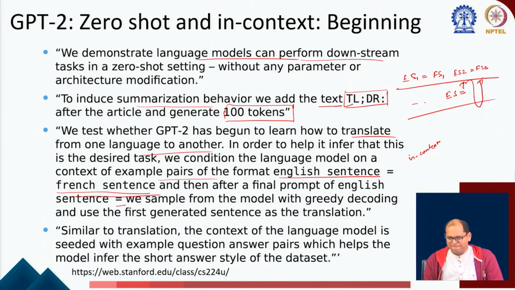And they found that with this, they just used greedy decoding and took the first generated sentence as the translation, and that was able to perform quite well, right? So this was an in-context learning thing, where you give some examples of the task in context, and you don't train the model at all. I mean, you don't fine tune the model. They also did it for question answer pairs, and if you want short answers, you give some short answer examples in your in-context examples, and given a question it was able to produce short answers. So this was just the beginning of the zero shot in-context behavior that we saw in GPT-2.